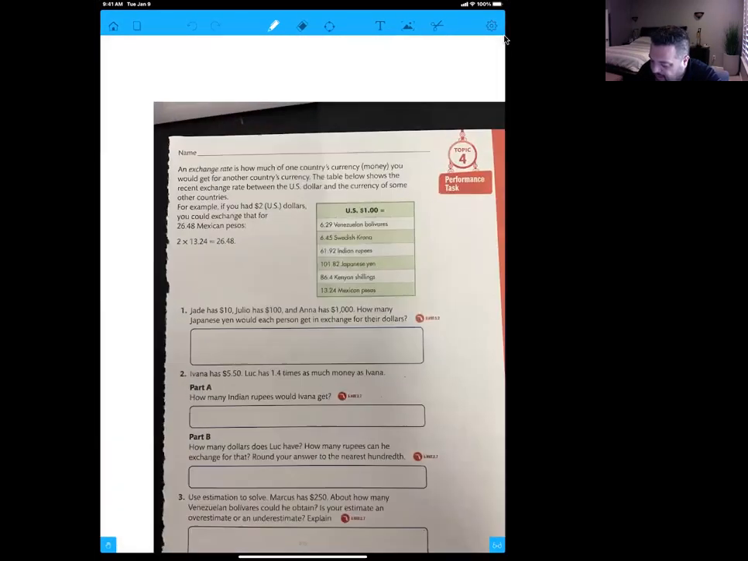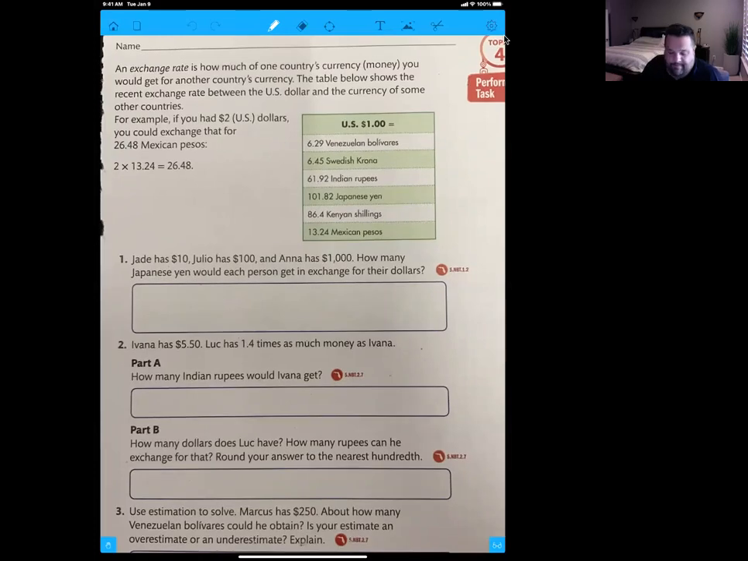I'm mean. I gave you a lot of homework. All right, literally the rest of this is just moving decimals, right? So it says, how many Japanese yen would each person get? So read through all this, do it, and then I'm going to give you the answers.